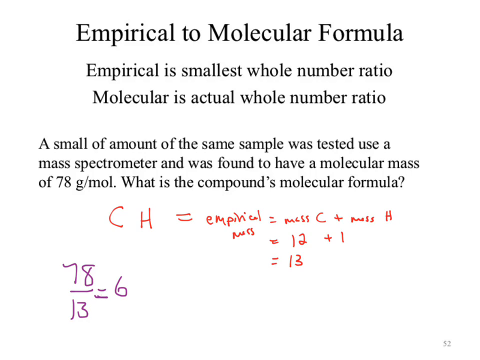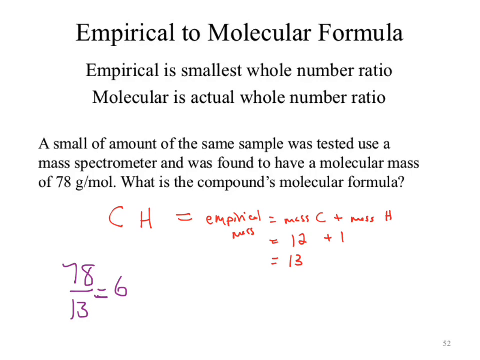I add those together by using the periodic table. You can see I got lazy and stopped using units. 12 plus 1 gets me our 13. So the empirical mass for our formula is 13. The next step, take the molar mass, our molecule's mass, divide it by the empirical mass. We get 6. What does that mean?